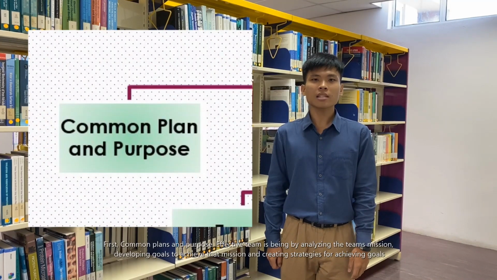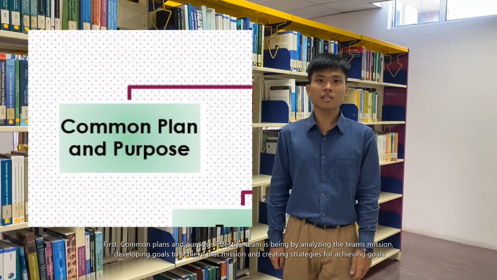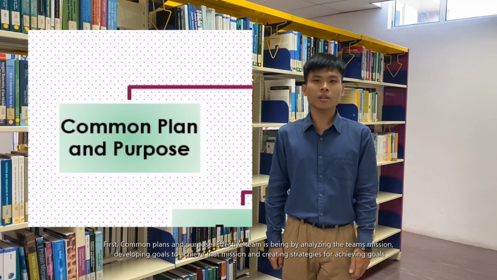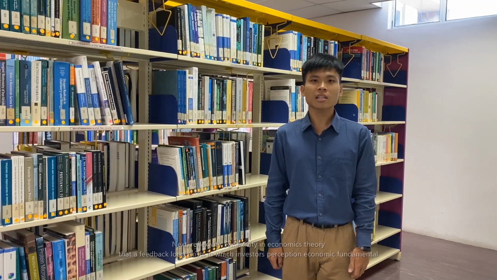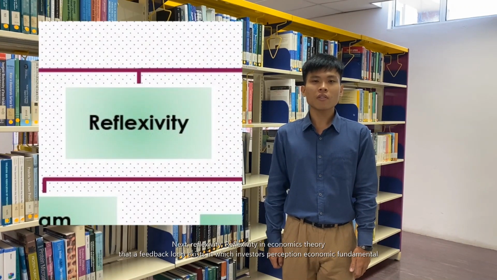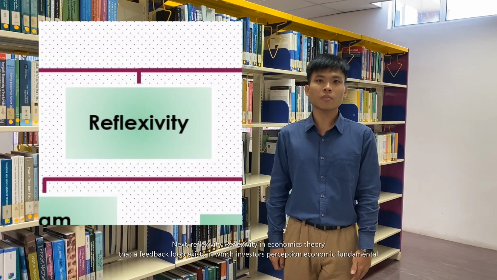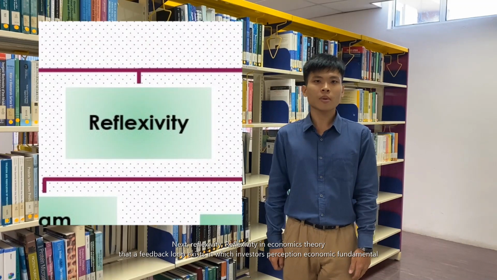Now I would like to present the team processes. First, common plans and purpose. Effective teams begin by analyzing the team's mission, developing goals to achieve that mission, and creating strategies for achieving those goals. Next, reflexivity.